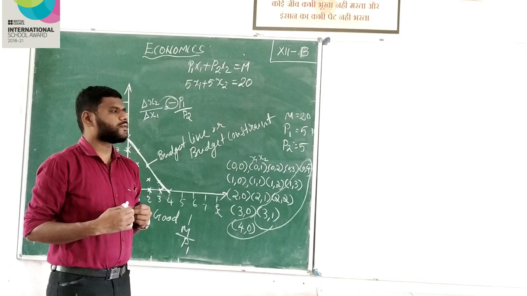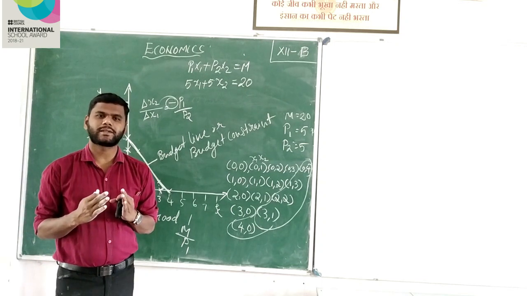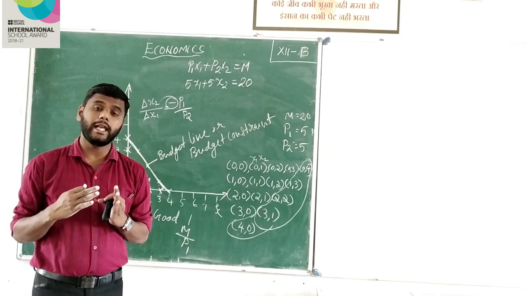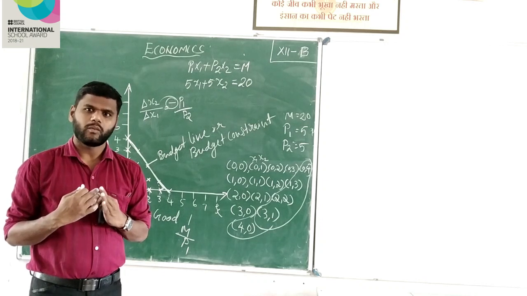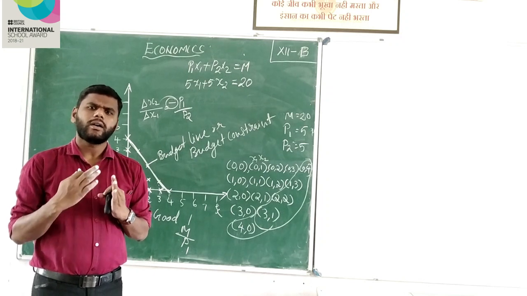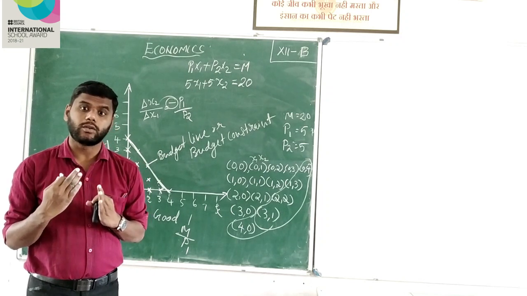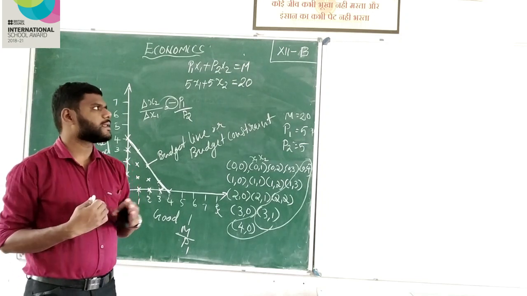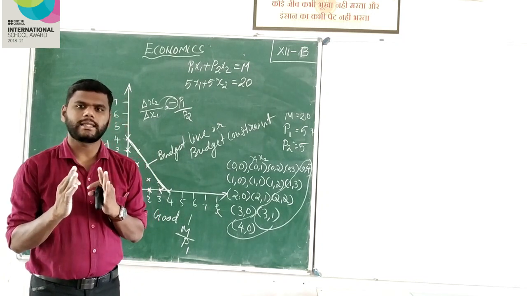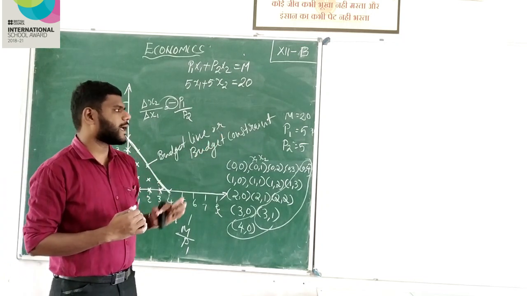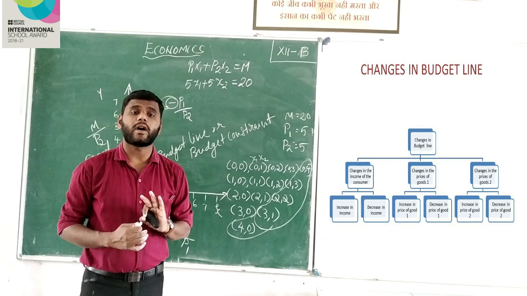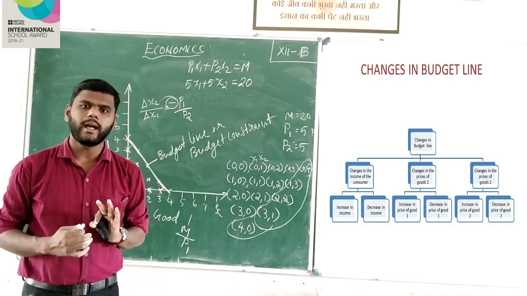And next, what happens to the budget line if the income of the consumer changes, or the prices of the commodities, that is good 1 and good 2, change? That is, changes in the budget line. When will the budget line change? Changes in the budget line occur only because of 3 reasons. The first one is changes in the income of the consumer.